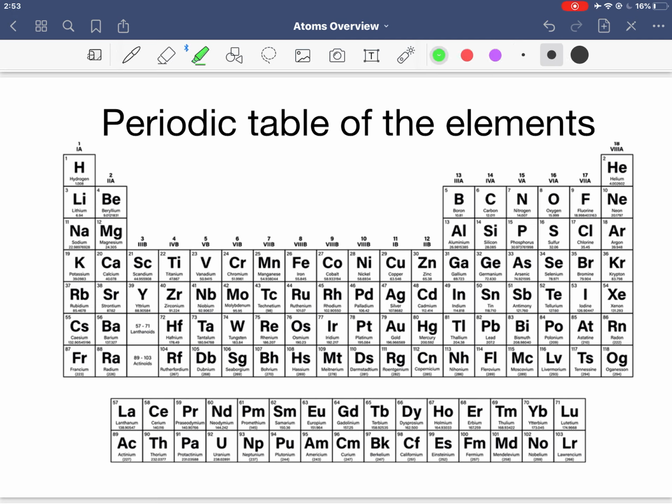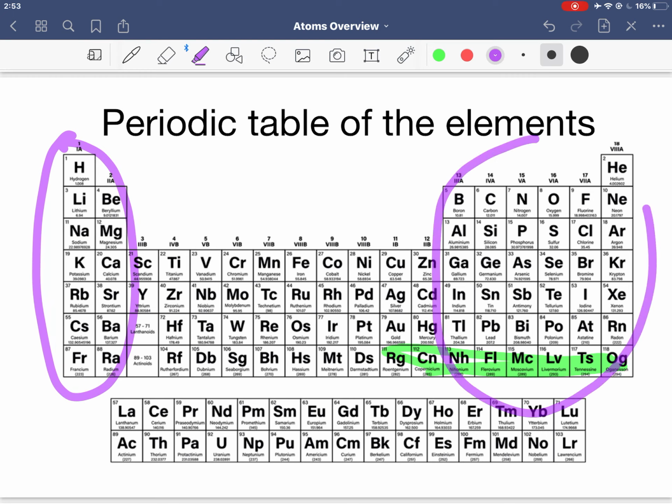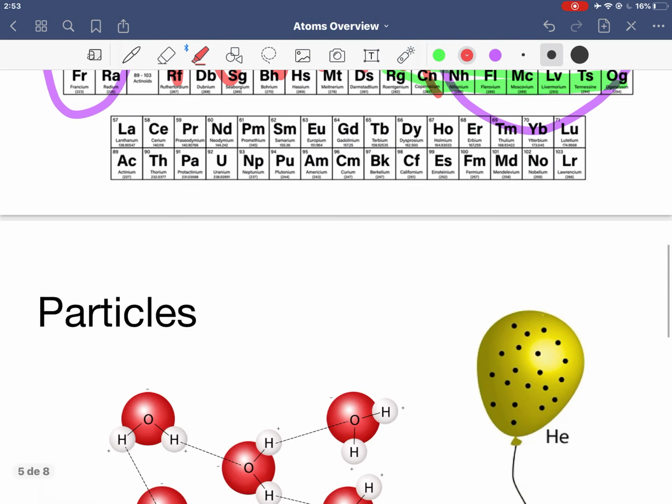This is a table that displays all of the known elements in the world, including the ones that humans have made. The ones that humans have made we find down here at the bottom. The areas of the periodic table we'll be focusing on are these areas that I'm circling in purple. This area here in the middle, called the transition metals, we don't really deal with.